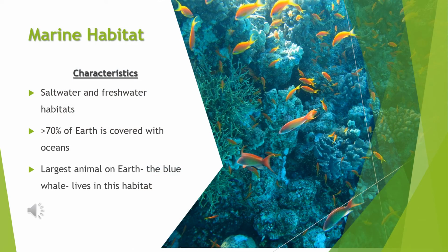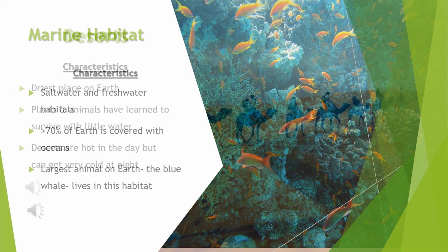The first habitat we are going to learn about today is the marine habitat, or everything that lives underwater. This habitat encompasses both saltwater and freshwater environments, meaning either the ocean or lakes, ponds, and streams. Some interesting things to know about ocean environments is that more than 70% of the Earth is covered with oceans. That's a lot of water. Also, the largest animal on Earth, the blue whale, lives in this habitat. Marine habitats are very diverse, meaning there are many types of animals and plants that all live here underwater together.